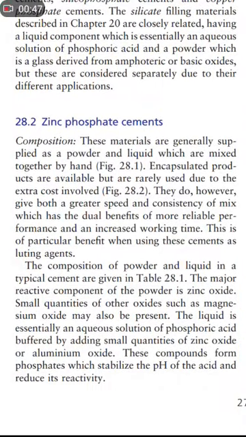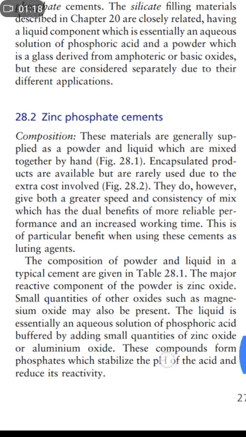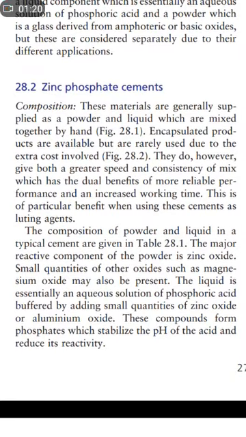These materials are generally supplied as a powder and liquid which are mixed together by hand. Encapsulated products are available but are rarely used due to the extra cost involved. They do, however, give both a greater speed and consistency of mix, which has the dual benefits of more reliable performance and an increased working time. This is of particular benefit when using these cements as luting agents. The composition of powder and liquid in typical cements is given in the table.